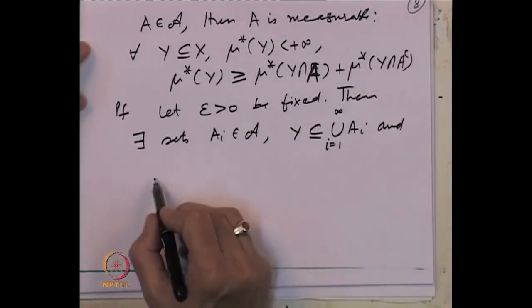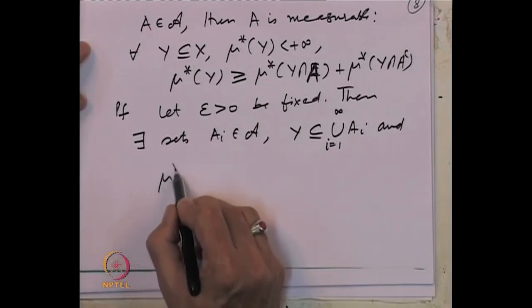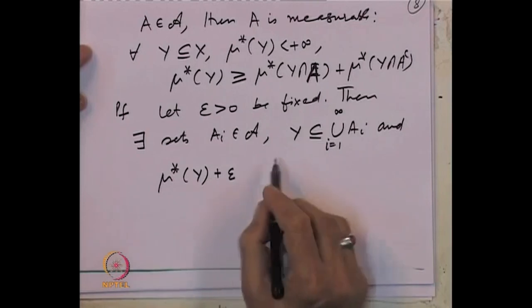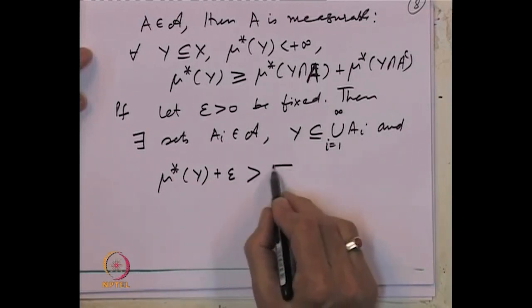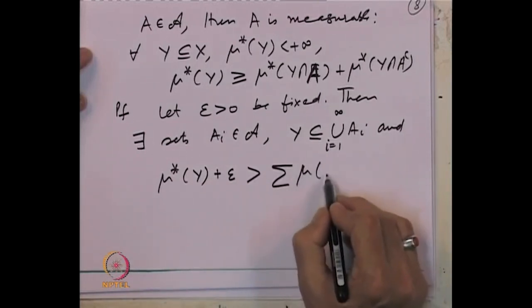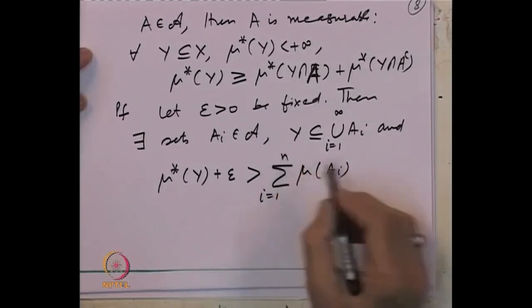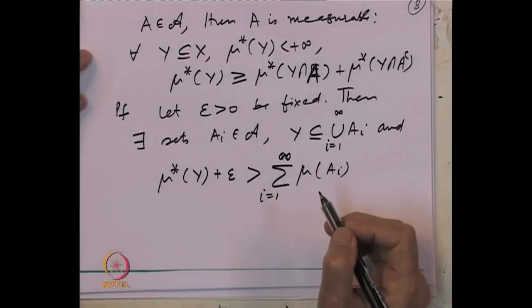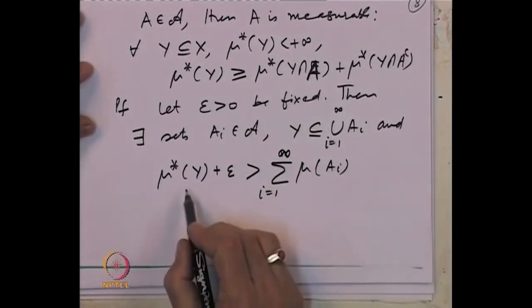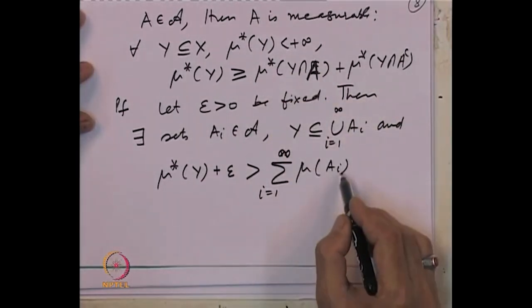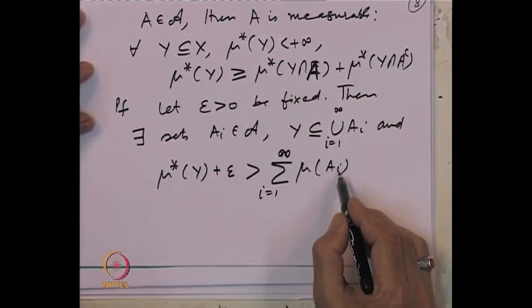and mu star of Y plus epsilon, since the infimum plus a small number does not remain the infimum, is bigger than or equal to the sum of mu of A_i, i equal to 1 to infinity. Right. So, here we are using the fact that mu star of Y is an infimum and that is a finite quantity. Now, the A_i's are in the algebra, A is in the algebra.